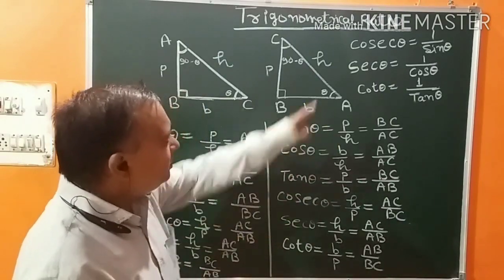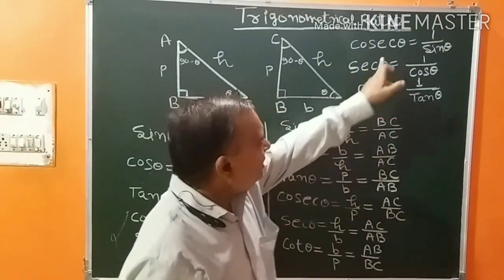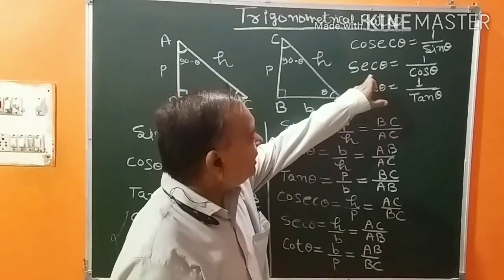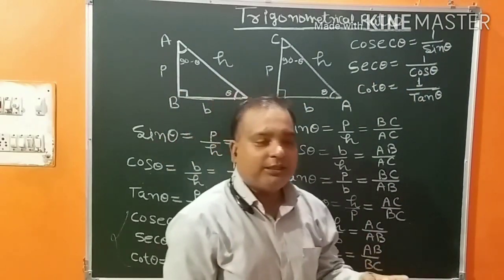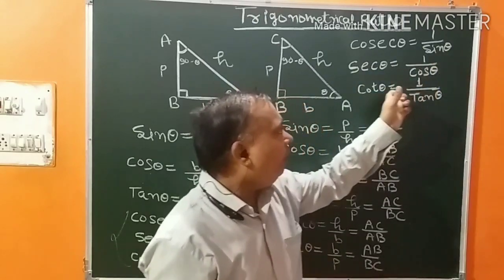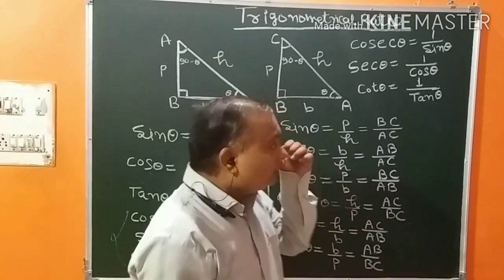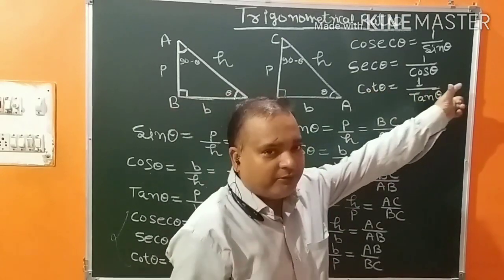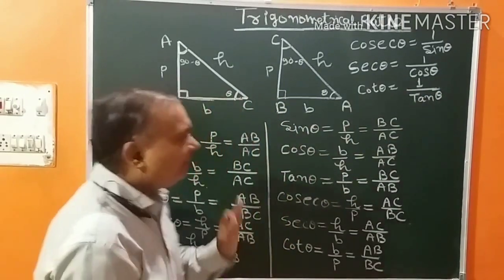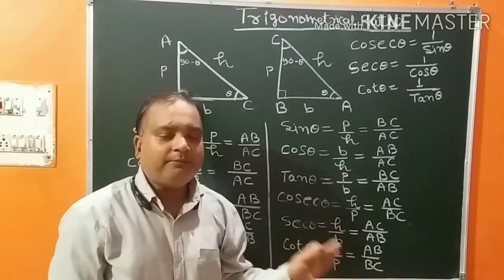I already explained cosec theta, that is the inverse of sin theta. So I can write cosec theta equal to 1 upon sin theta. Sec theta, that is the inverse of cos theta. So we can write sec theta equal to 1 upon cos theta, and cot theta, that is the inverse of tan theta, so cot theta equal to 1 upon tan theta. So this is the summary of all trigonometric ratios. Now we solve some questions.